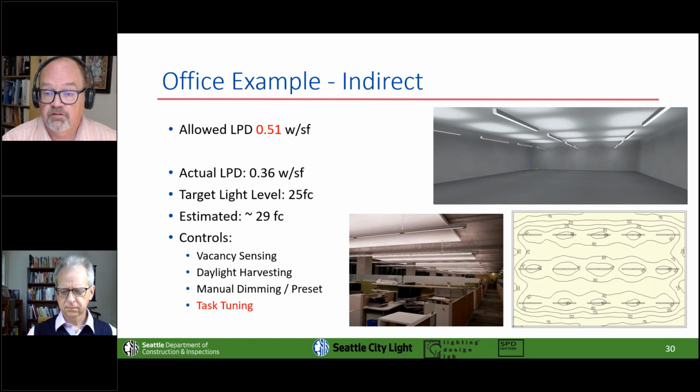Again, allowed 0.51. Again, my target light level is 25. My estimated average is 29 in the example, and I'm at 0.36 watts per square foot. Again, I have some level for task tuning here, but not a great deal. And again, we're looking at basically 80, 50, 20 as the reflectances. What if we go to a classroom?